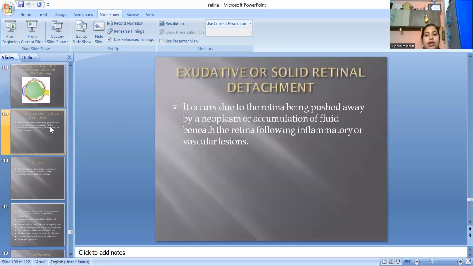Now the next type of RD, which is the second type, is exudative or serous retinal detachment. It occurs due to the retina being pushed away by a neoplasm or accumulation of fluid beneath the retina following an inflammatory or vascular lesion.